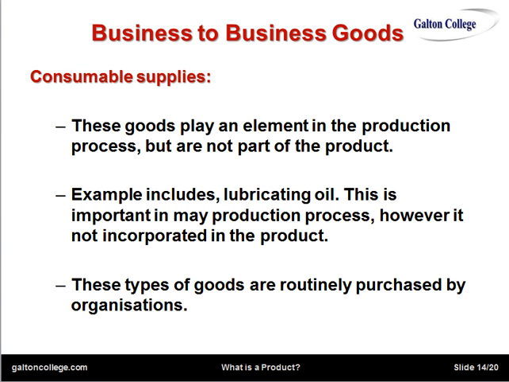There are many items in the production process that may be used up, but are not a part of the product itself. And they are routinely purchased. But again, there is a market for them, and they must do a particular job if they are going to be supplied and if they're going to be purchased.